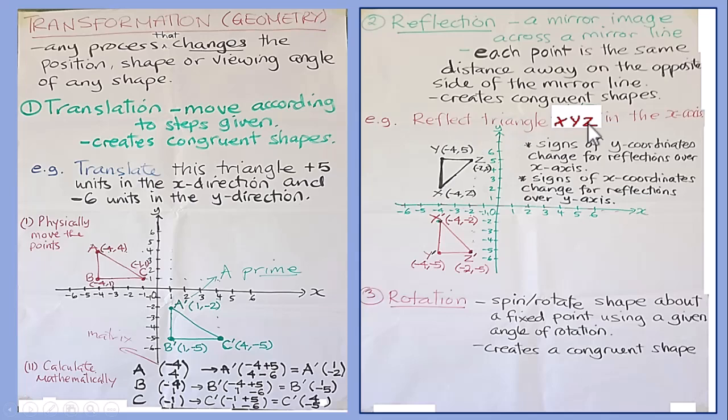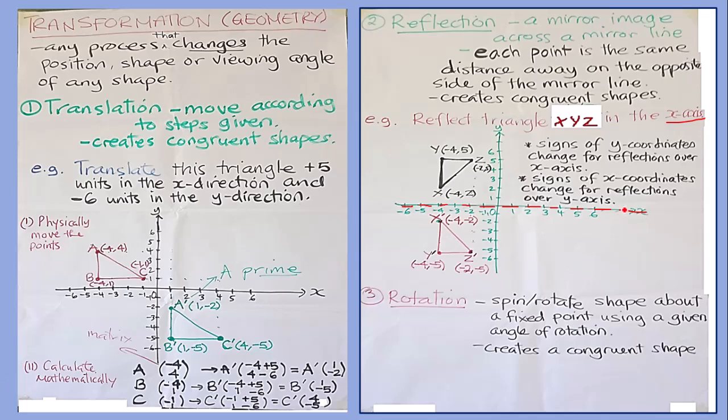Let's look at this example. Reflect triangle XYZ in the x-axis. That means the x-axis is our mirror. The x-axis is the mirror, and on paper the mirror is indicated by this dashed line. Let's make it clear: the x-axis is our mirror.